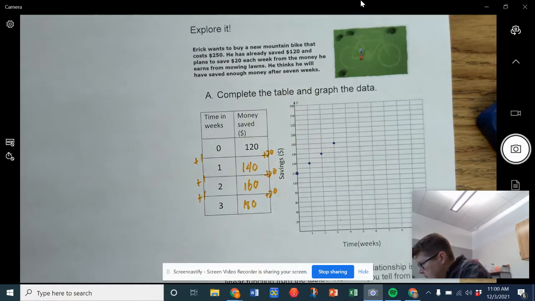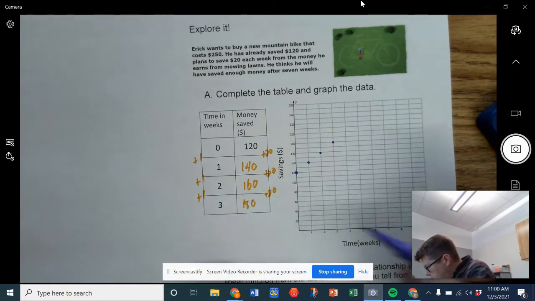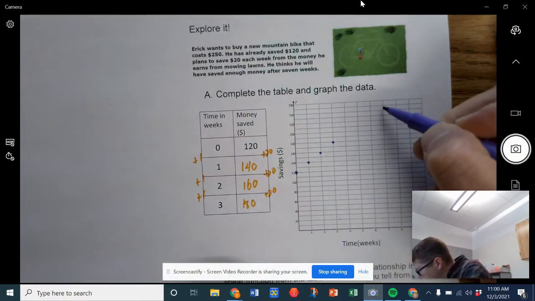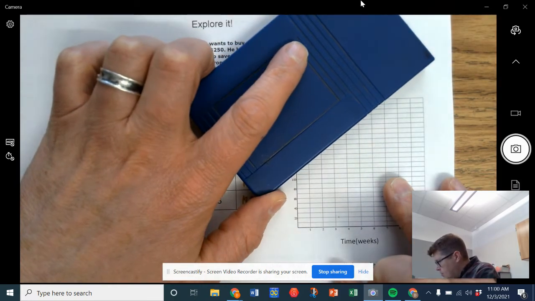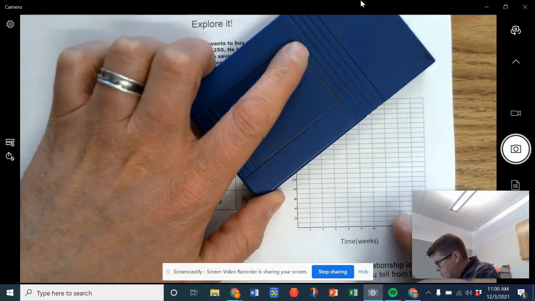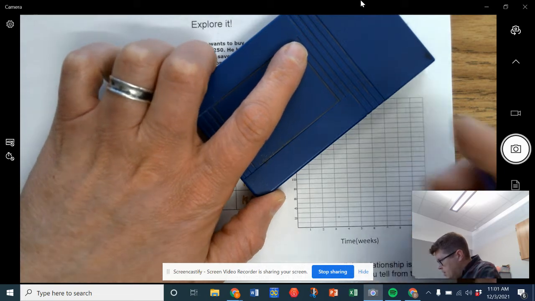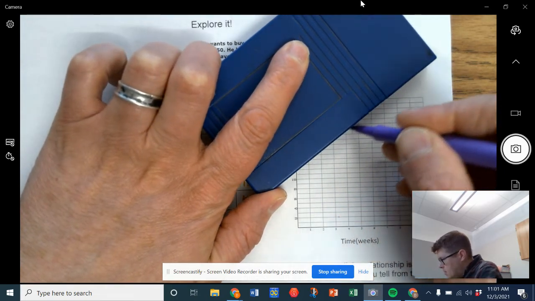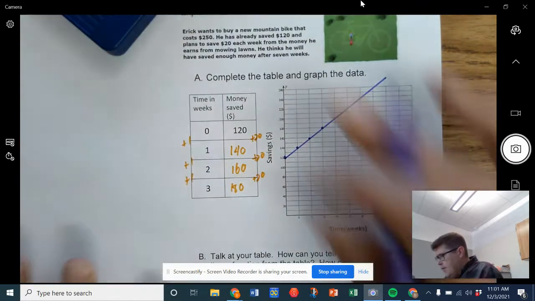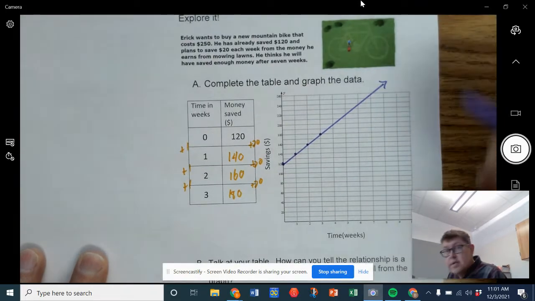Let me just make sure I'm getting this. After 7 weeks is about right here. He wants to get to about 250. I think that's about right. Let's double check here. Well, okay, let's just graph this and see where we get. Maybe it's not 7 weeks. Okay, well, it's not a perfect line on there, but it's all right.